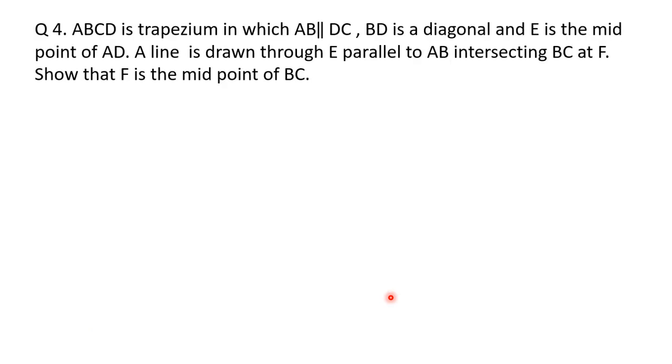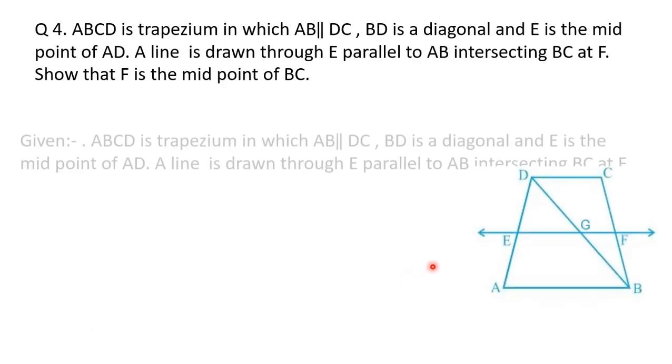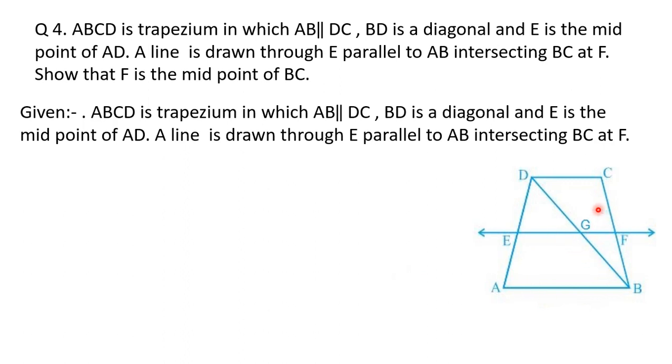Question number 4 says ABCD is a trapezium in which AB is parallel to DC, BD is the diagonal and E is the midpoint of the AD and EF is a line parallel to AB, and we have to prove F is the midpoint of BC.